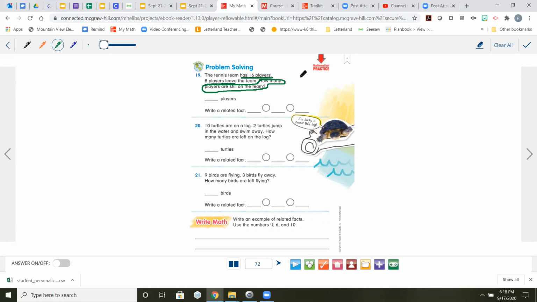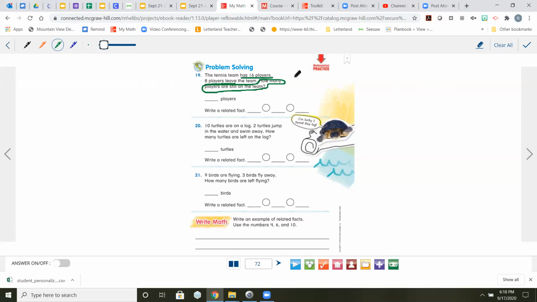Before we do that, over in the spaces here, you have space here, and space here. This is where you do the work to get the answer for this problem. I'm going to show you what this is a little bit later. So in the space, what do we do? We had 16 and 8 players leave. What happens? Did we add? Did we subtract when we do this?